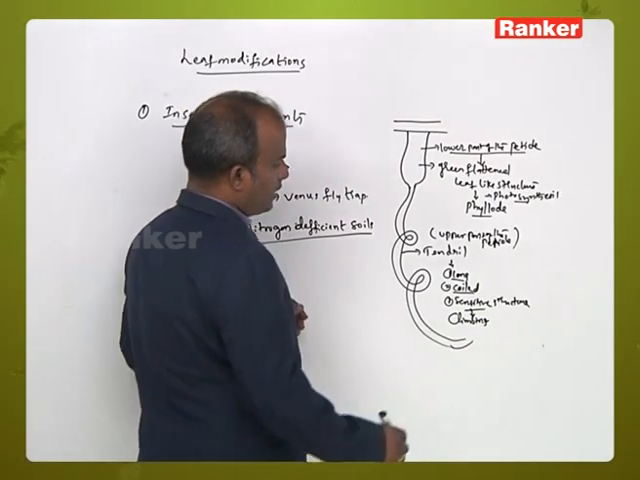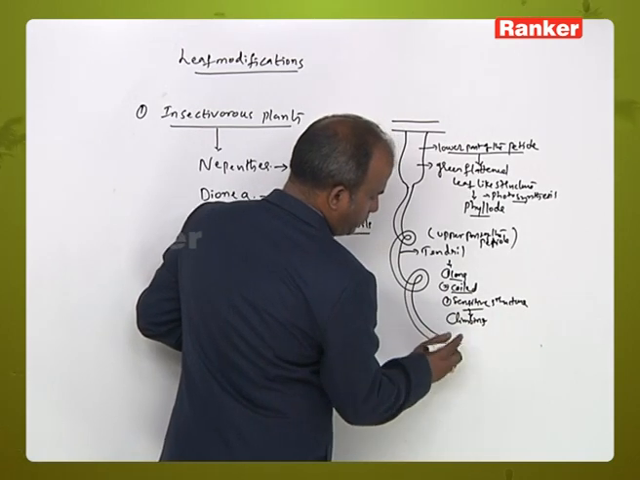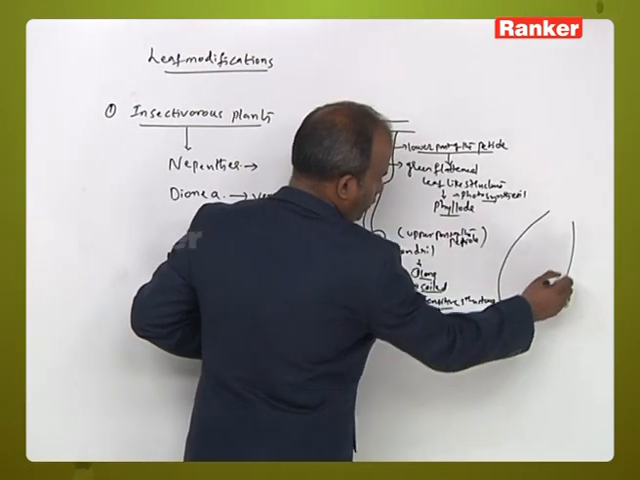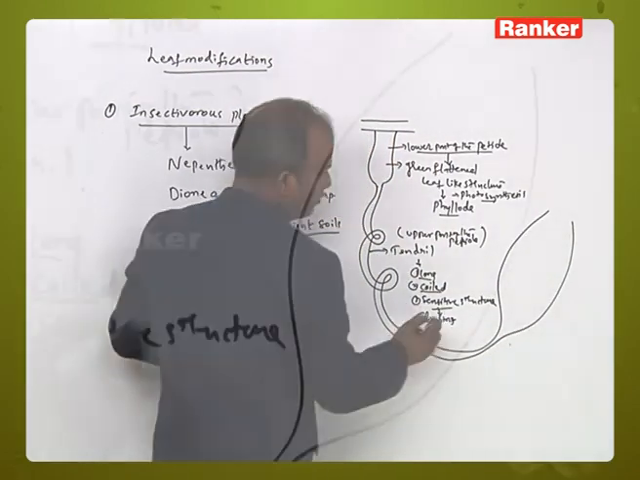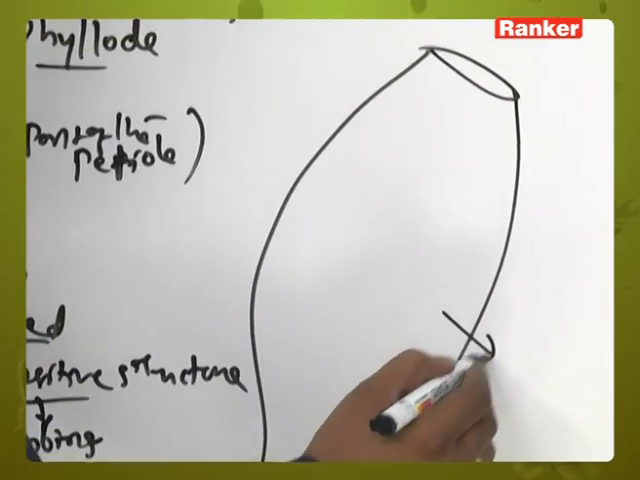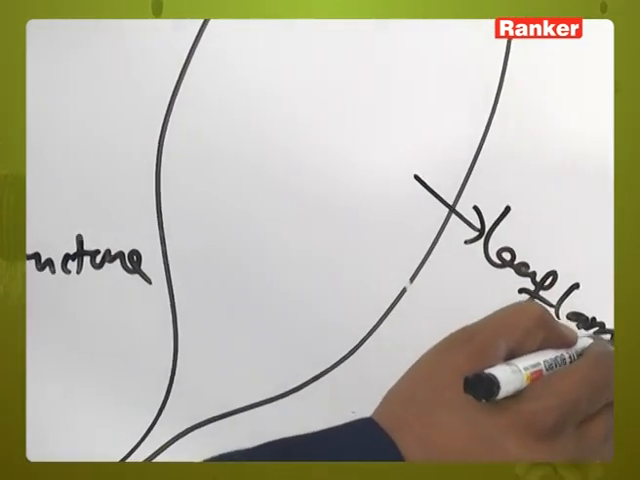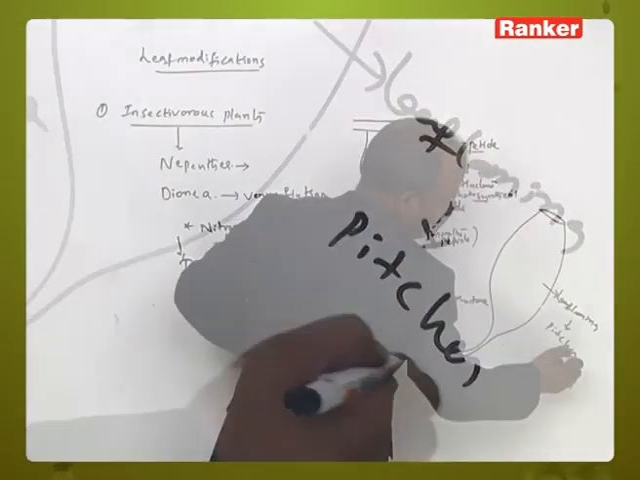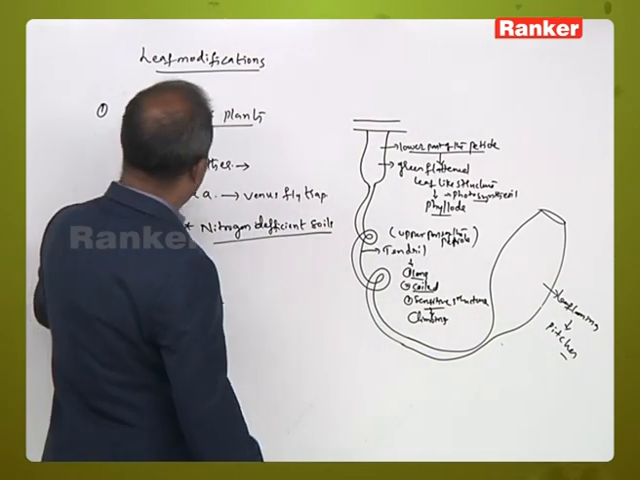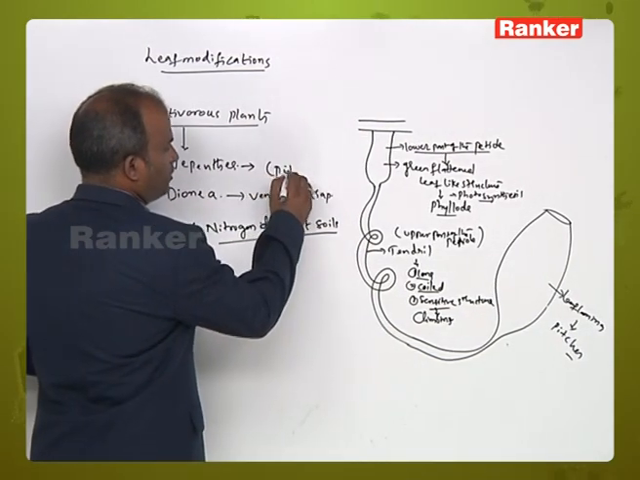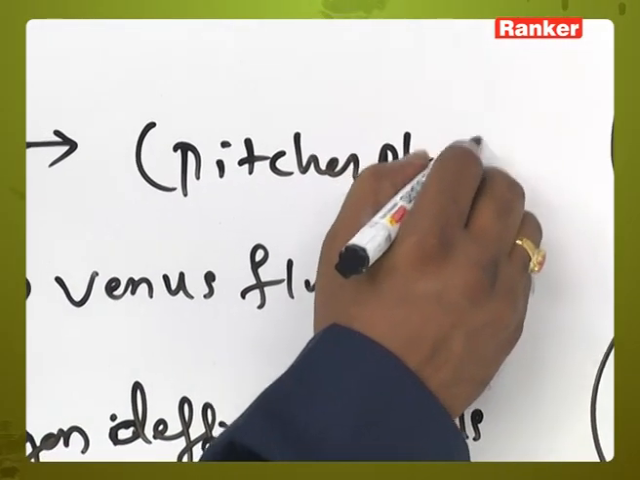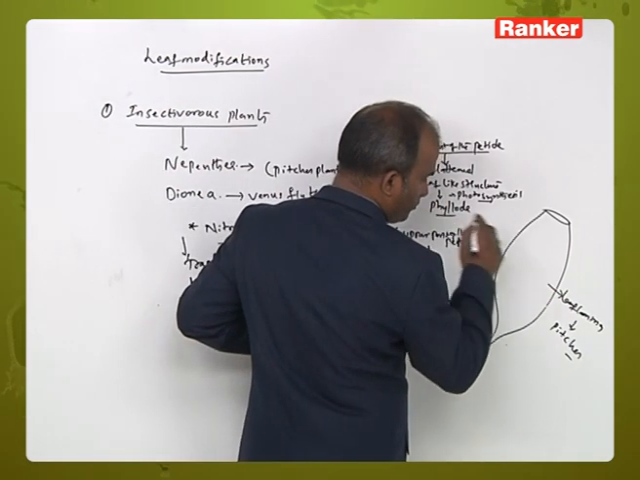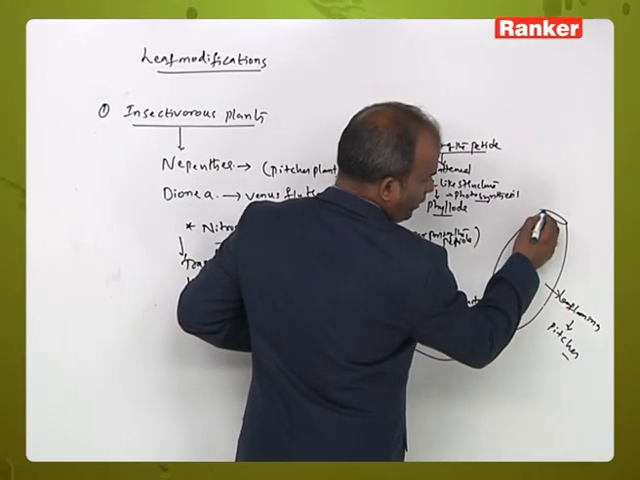And the next one is the leaf blade, that is, the leaf lamina. It is modified into a pitcher. So Nepenthes is also called a pitcher plant.